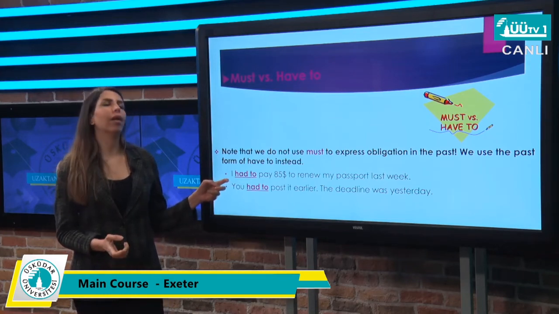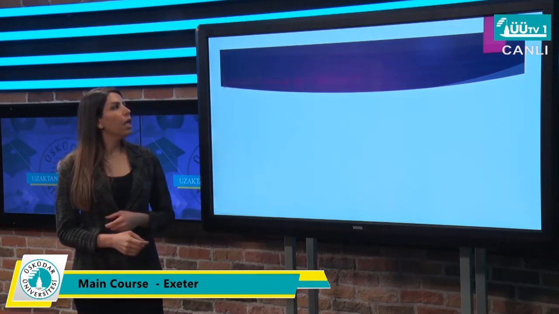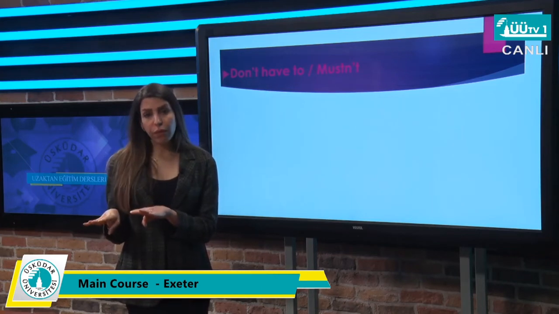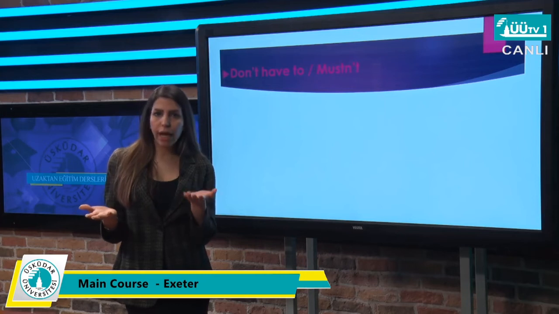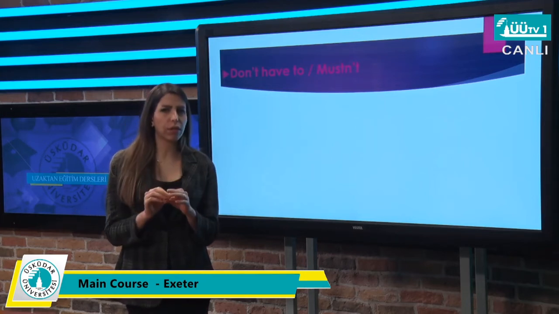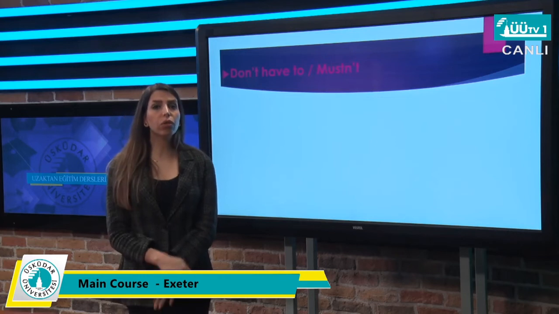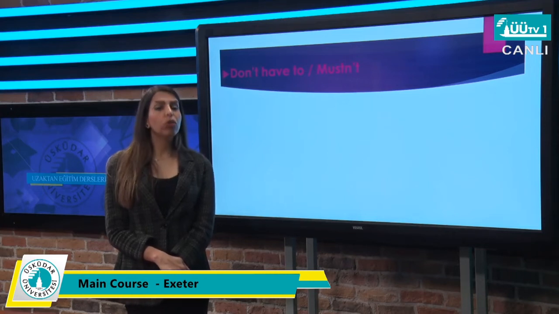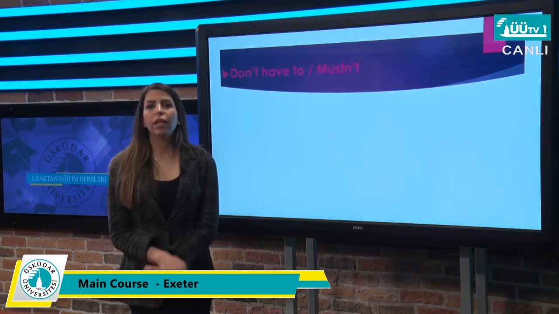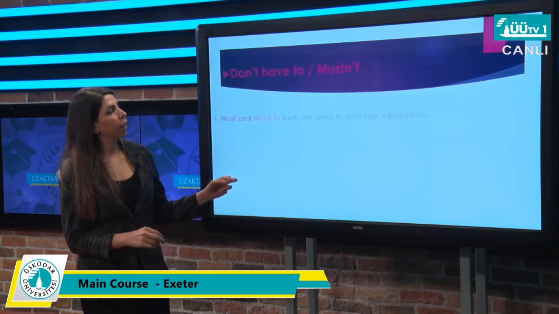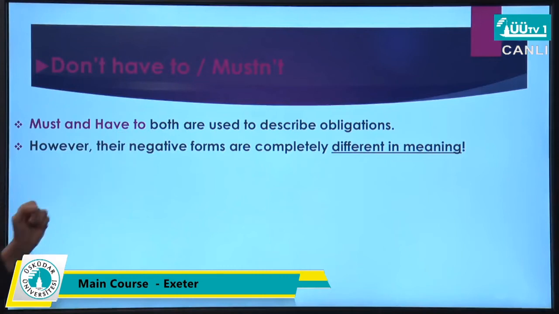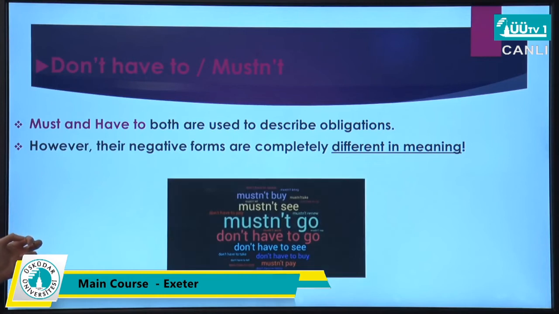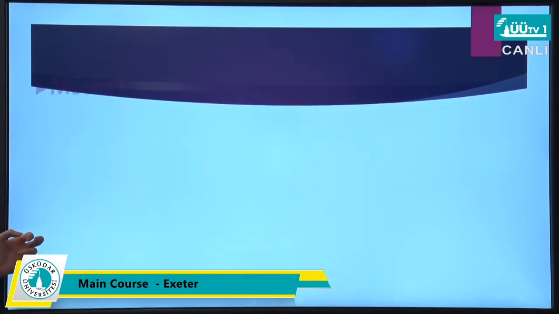Everything is clear? I'm definitely sure that it is clear. So, as I told you, whenever we are talking about positive things, must and have to have the same meaning. We talked about the differences. But whenever it comes to the negative form, which is mustn't and don't have to, then no, they are totally different. So they both talk about obligations, but however, their negative forms are completely different in meaning. How? Let me show you.